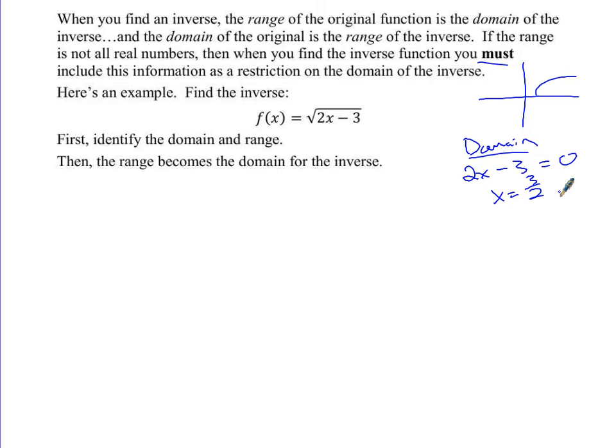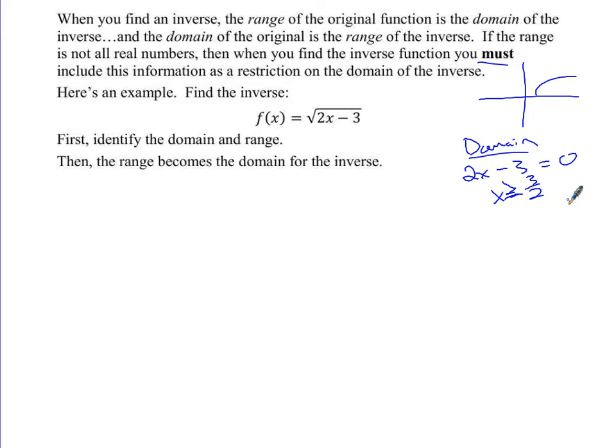Take a look at what we have here. If I have numbers that are bigger than 3 halves, do I wind up positive or negative? Positive. So then the domain, therefore, must be x has to be greater than or equal to 3 halves. Because we can have x be 3 halves. We can have the square root of 0. Okay, how about the range?